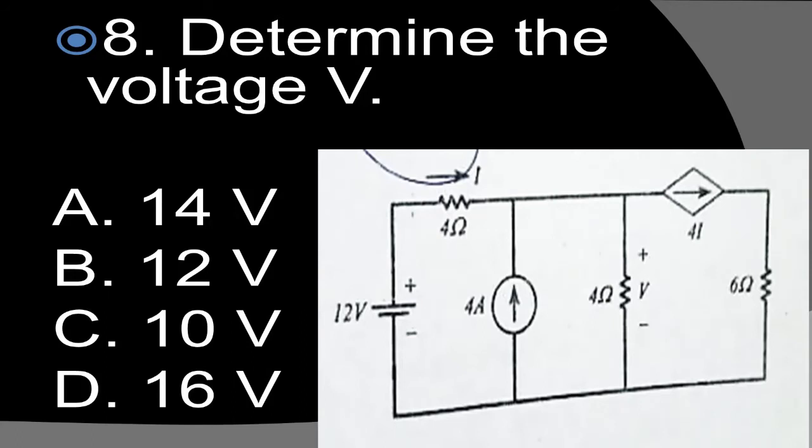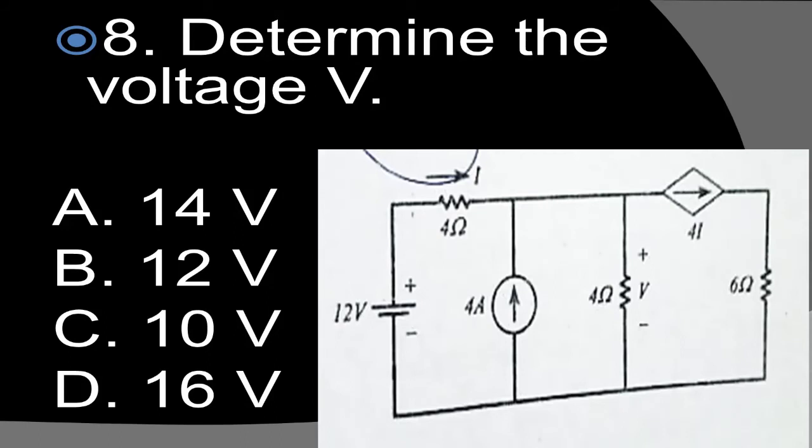And we have a voltage drop in the 4 ohms. That is our V, so we have positive and negative. So we have a dependent source. That is a current-dependent current source. So that is 4I, going to the right. It depends on the current here, our current in the 4 ohm resistor.